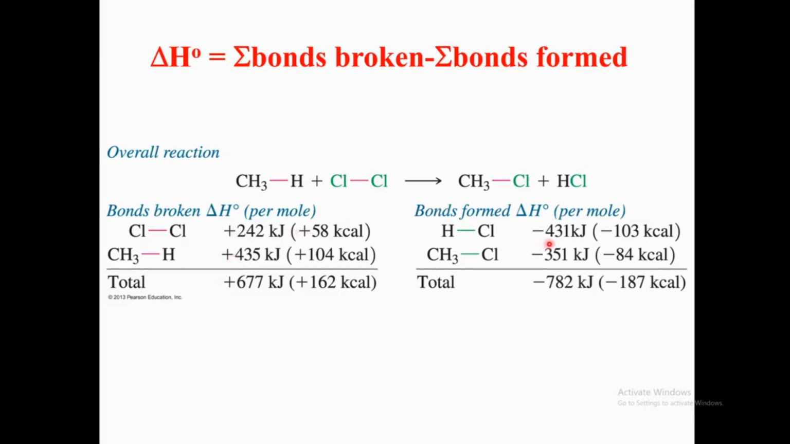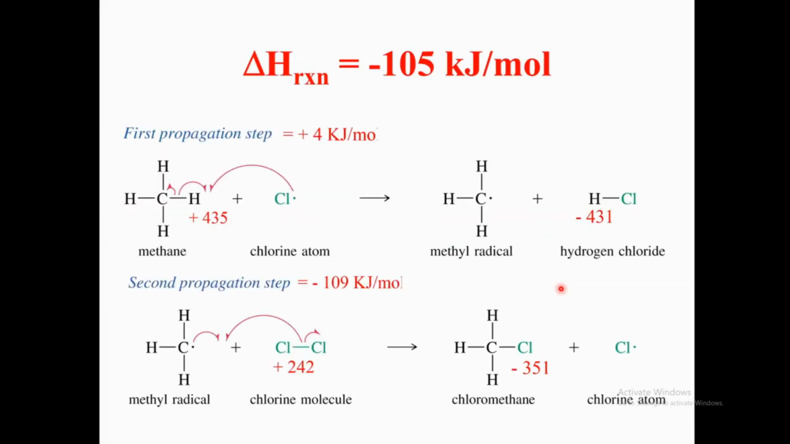And this is bond formed. This is the HCl, which is the bond breaking energy, that is 431. This is methyl chloride, which has the energy of 351 kilojoule per mole, and the total energy is minus 72 kilojoule, which is involved in bond formation. So delta H reaction is minus 105 kilojoule per mole.